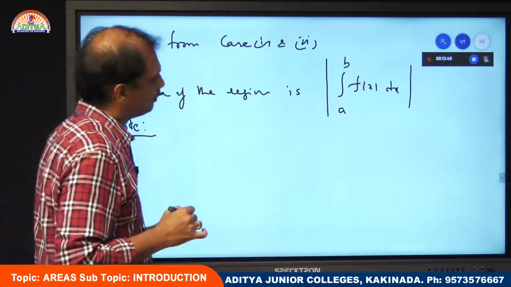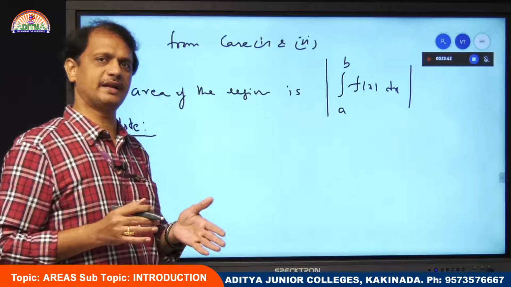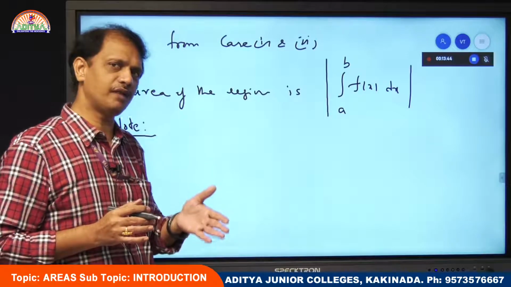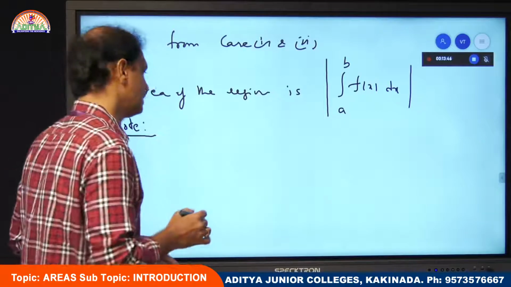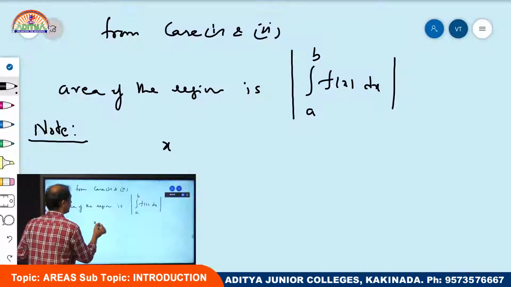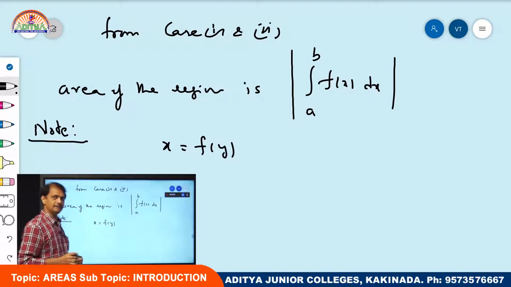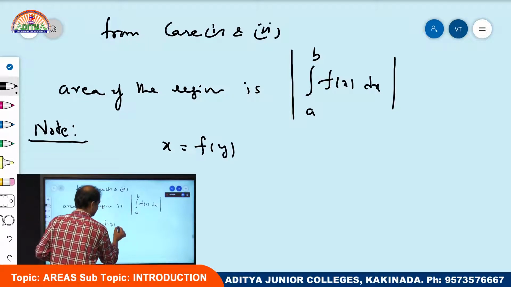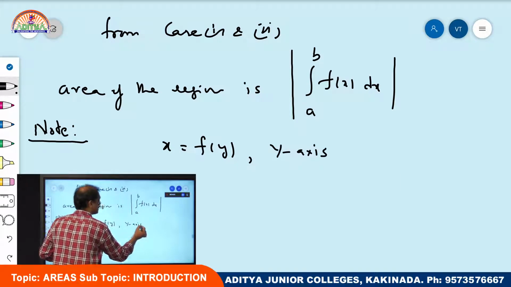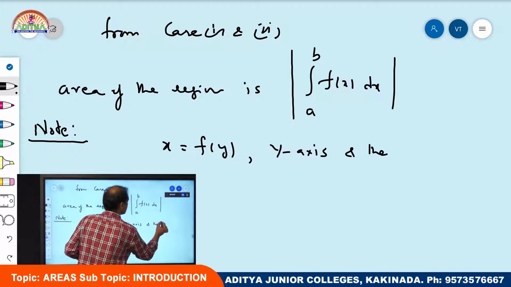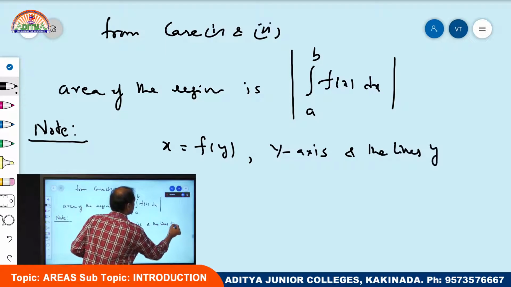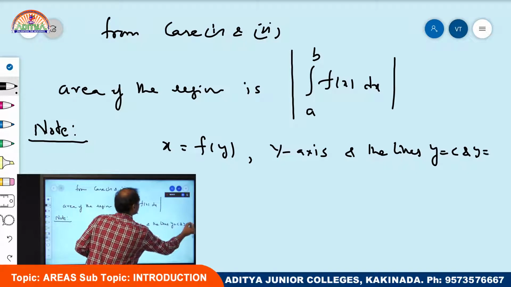See, all of you are calculating by taking y is equal to f of x. That means we are representing y in terms of x. Suppose sometimes we may have x in terms of y. That means x is dependent on y. In such cases, how do we have to calculate the area of the region? In this case, what they will ask is x equal to f of y, the y-axis, and the lines y equal to c and y equal to d.